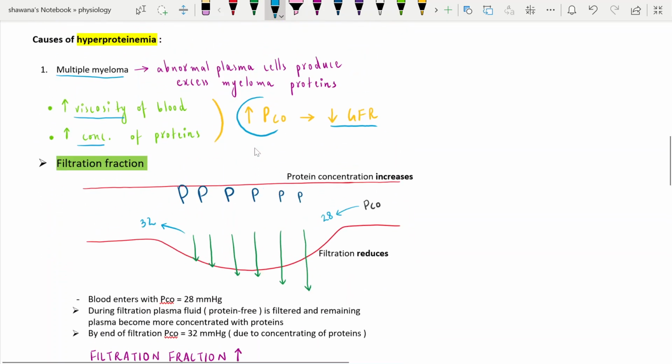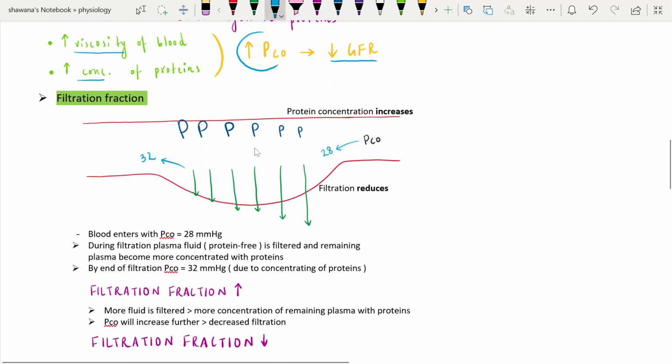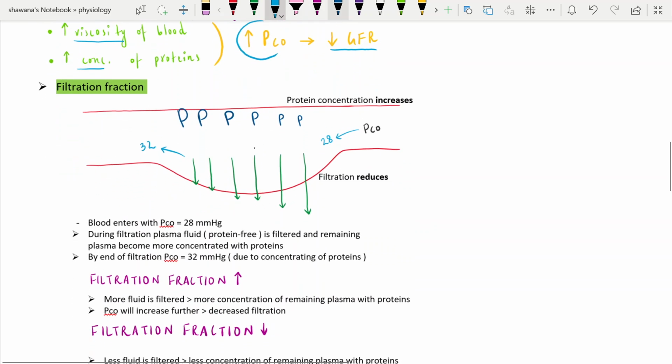What is the filtration fraction? First, it depends on the plasma protein level, and second, the colloid osmotic pressure depends on the filtration fraction. What is filtration fraction? The easiest definition for the filtration fraction is the amount of plasma that is filtered in the glomerular capillaries. It's called the filtration fraction.